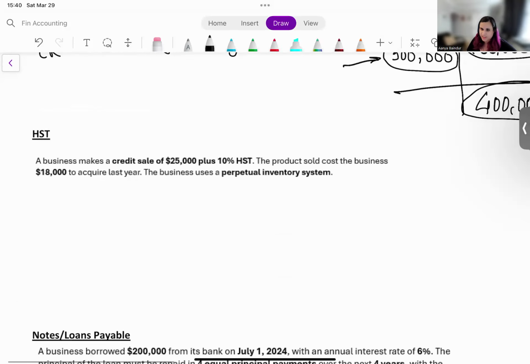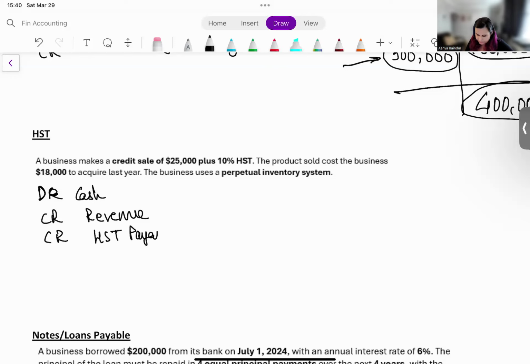The next part is HST. So when a business makes a sale on HST, let's see what the journal entries involved are. Whenever you make a sale, normally there's a debit to cash and there's a credit to revenue, right? This is what it will normally look like. But at the same time, you're also charging the customer and collecting on behalf of the government the HST amount. We can just call that an HST payable.